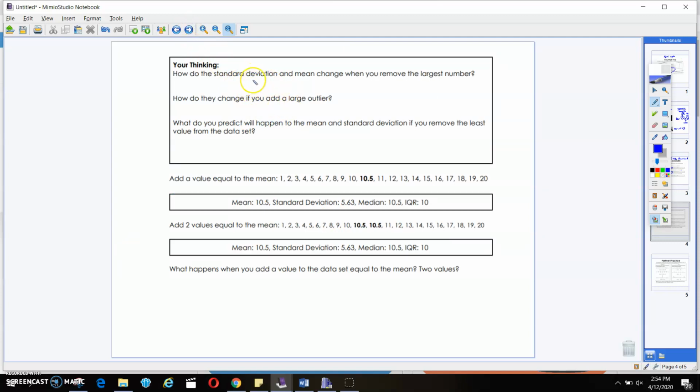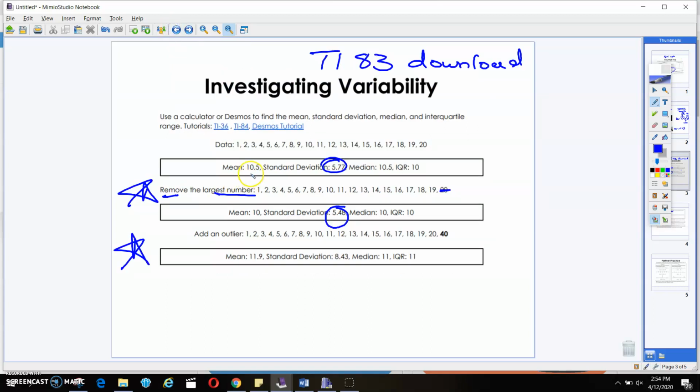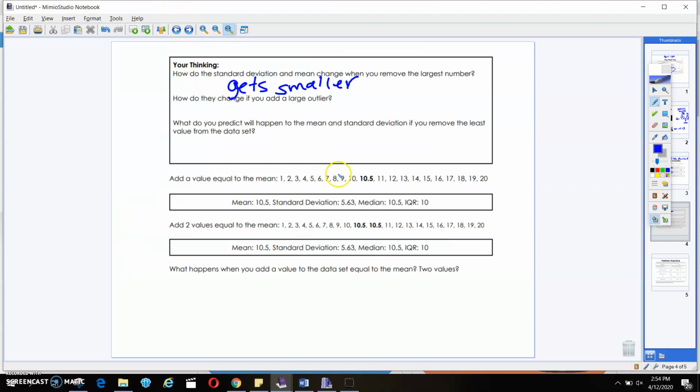So how does the standard deviation change? It gets smaller. Also, let's look at how the mean changed. It went from 10.5 to 10. That also got smaller, okay? As it gets closer together with the numbers.